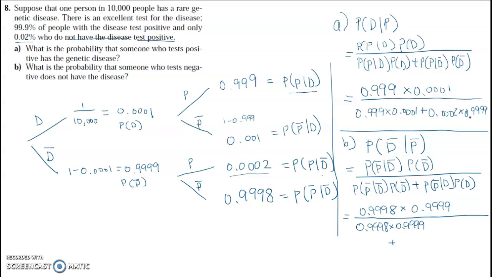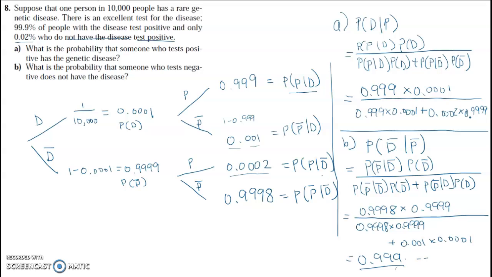Plus the probability of not P given disease, that's this one. So we have 0.001 times 0.0001. If you do this, I get a value that's about 0.999 something. So this means that if you took the test and it was negative, then it's almost 99.99% that you really don't have the disease. And this makes sense because it's such a rare genetic disease that if you were tested negative, then it's pretty accurate that you're not going to have the disease.